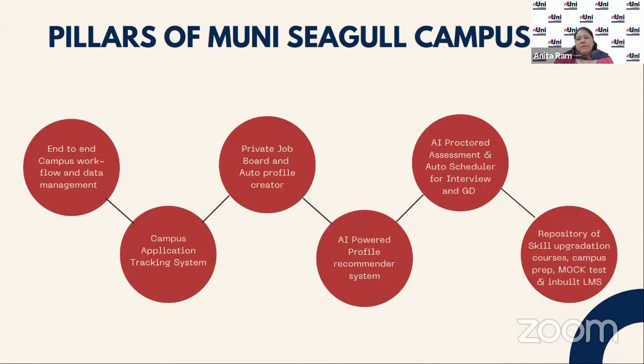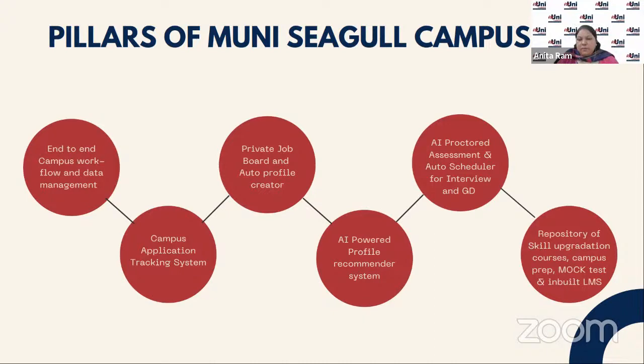Then AI-powered proctored assessment and an auto-scheduler for interviews and JDs. So this entire hiring mechanism by a recruiter can be done in an auto-scheduler mechanism, which is all AI-proctored when it comes to assessments and JDs. And then a lot of skill repository material is available, which can really help students upgrade themselves.